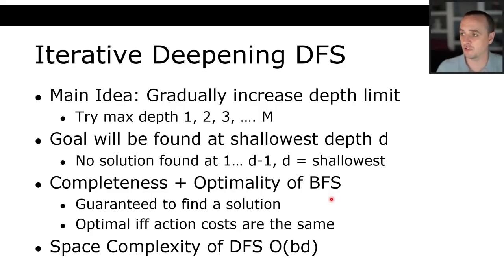So what we've done is we've created a new algorithm, iterative deepening depth-first search, which has the completeness and optimality of BFS. Remember, the completeness and optimality of DFS sucked, right? It wasn't complete, it wasn't optimal. Now we have the completeness and optimality of breadth-first search, but the space complexity of depth-first search.